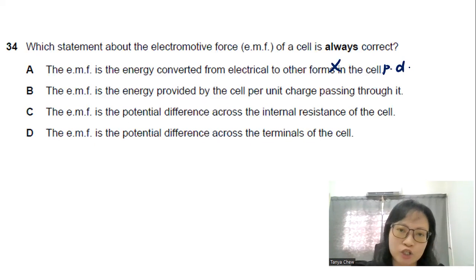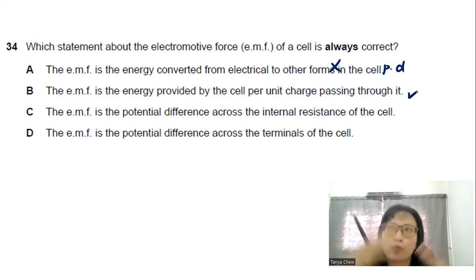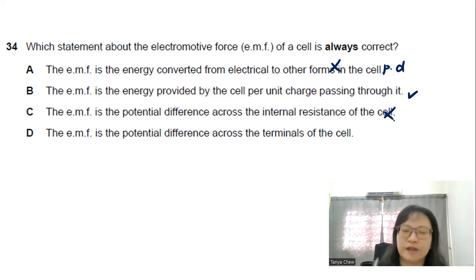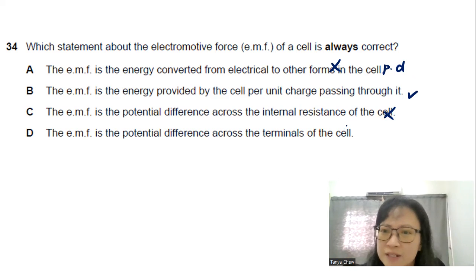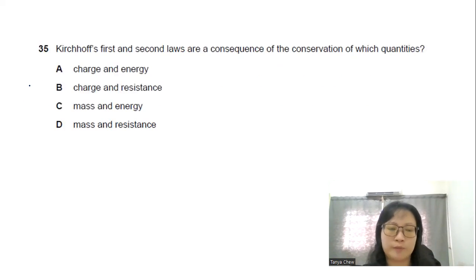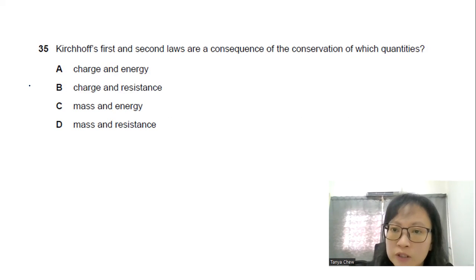B, the EMF is the energy provided by the cell per unit charge passing through it or through a complete circuit. It sounds correct. C, EMF is the potential difference across internal resistance of the cell. That is not true. D, the EMF is the potential difference across the terminal of the cell. That is called terminal potential difference. This is also not true. B is the answer.